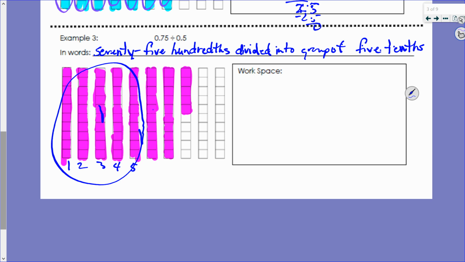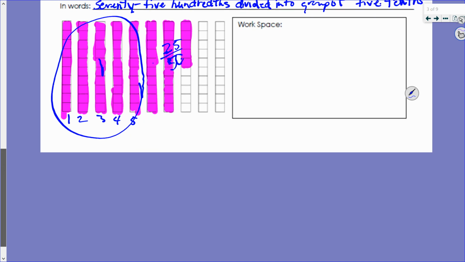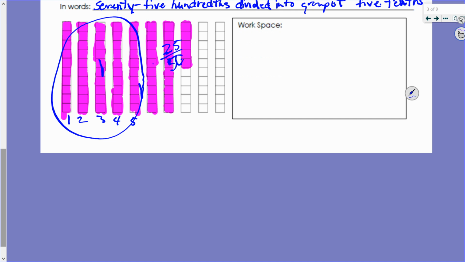Uh-oh. Do I have another 5 tenths? Nope. So what do I end up having left over on this one, guys? A remainder. How many tenths do I have? Yeah, 2. I have 25 hundredths, don't I? But how many hundredths is 5 tenths? 50. So how can I simplify that? What can I divide by? Divide by 25. 25 gives me 1 half.